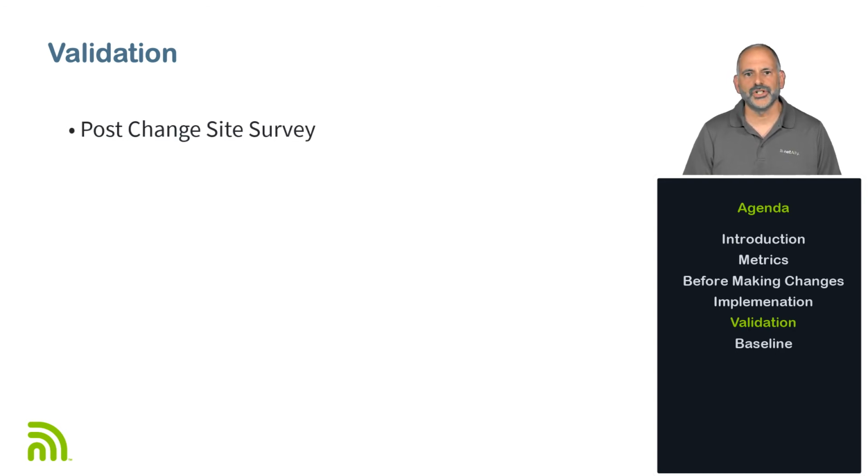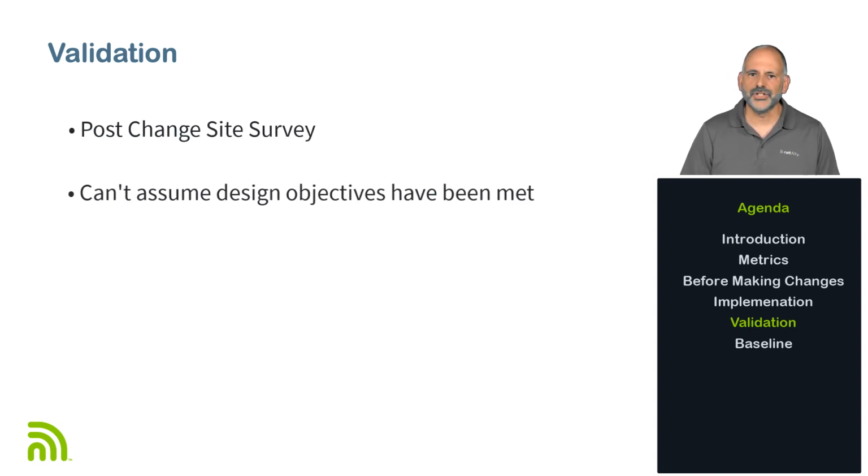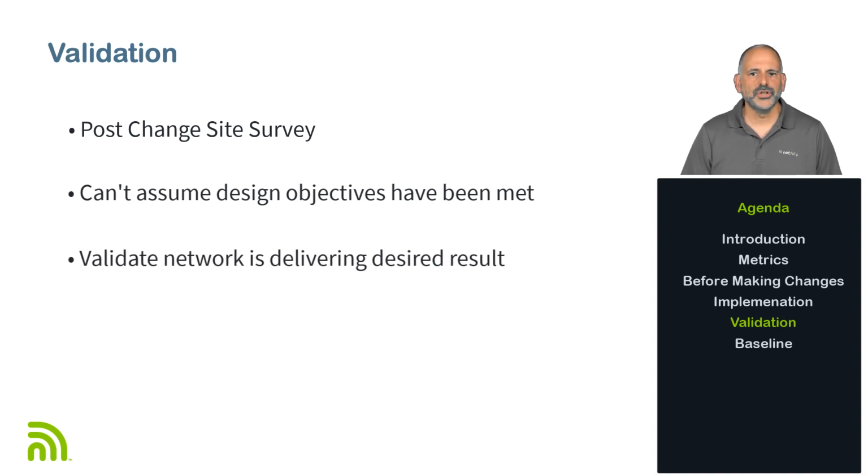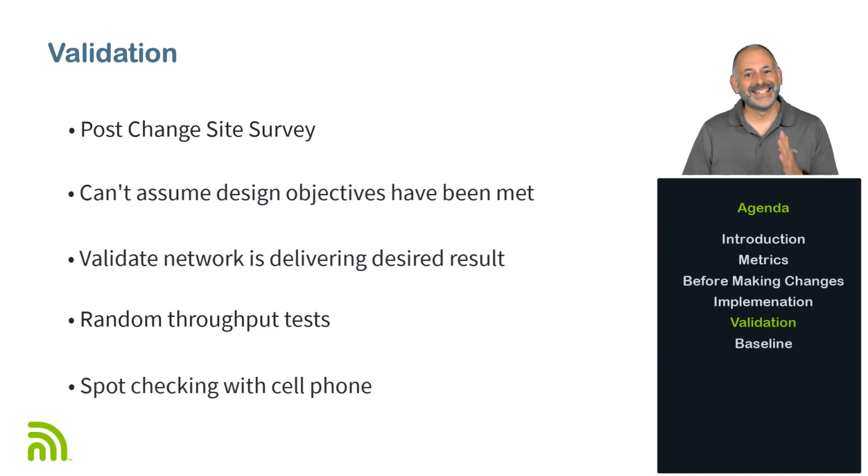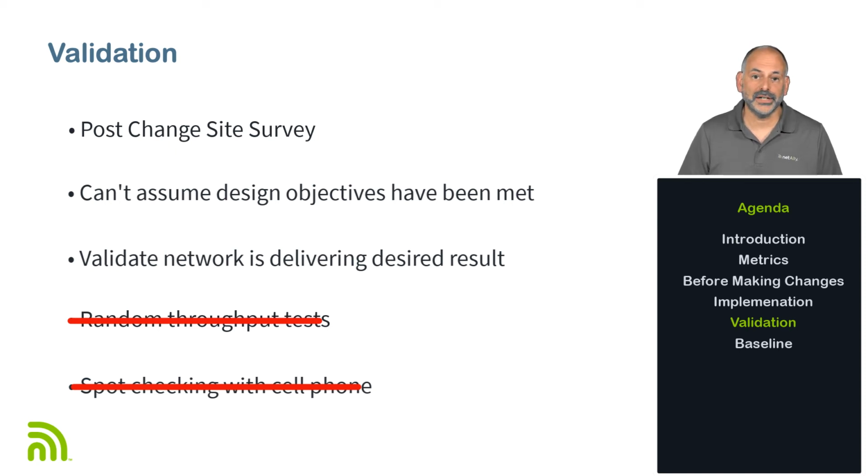Once the design is complete and the implementation of the design is finished, it's time to perform a post-change site survey. We cannot assume that all the design objectives have been met. This survey is used to validate that the network is delivering the desired result. But doing a throughput test here and there, or spot checking signal strength with a mobile device does not validate the design. We need to repeat the site survey that we did at the beginning of the project and compare the results with the objectives.